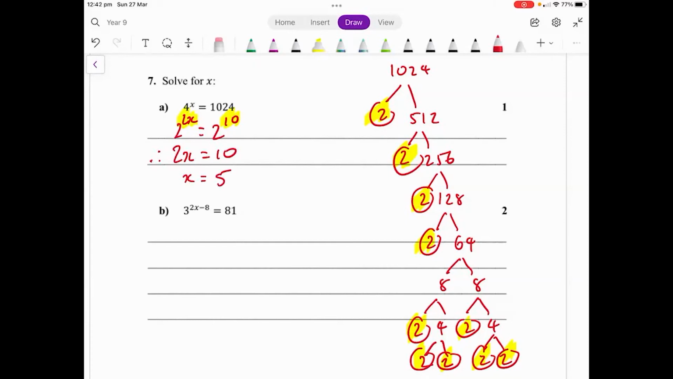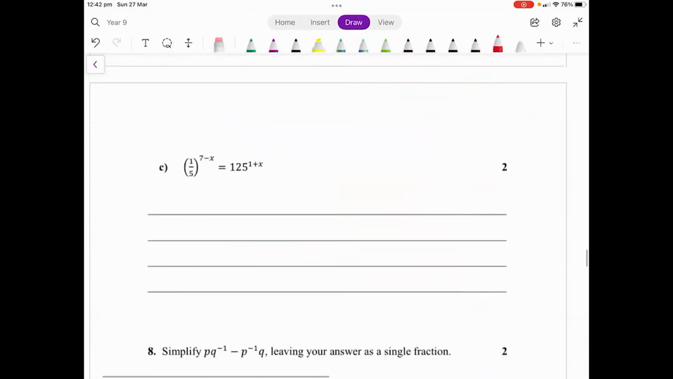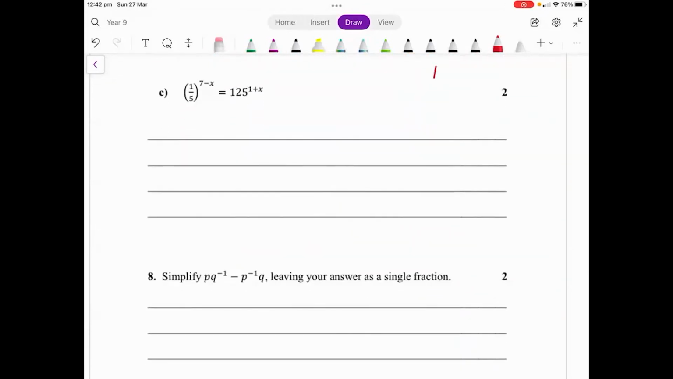I do a similar thing for b, so I do my factor tree for 81, and I get 3 to the power of 4. That means 2x minus 8 is equal to 4. I use my equations there to do a plus 8 and divide by 2, and I get x is equal to 6. Question C is a little bit more difficult. We need to write both of these in terms of powers of 5. So 1 over 5 firstly needs to become 5 to the power of minus 1, and then I need to expand those brackets.